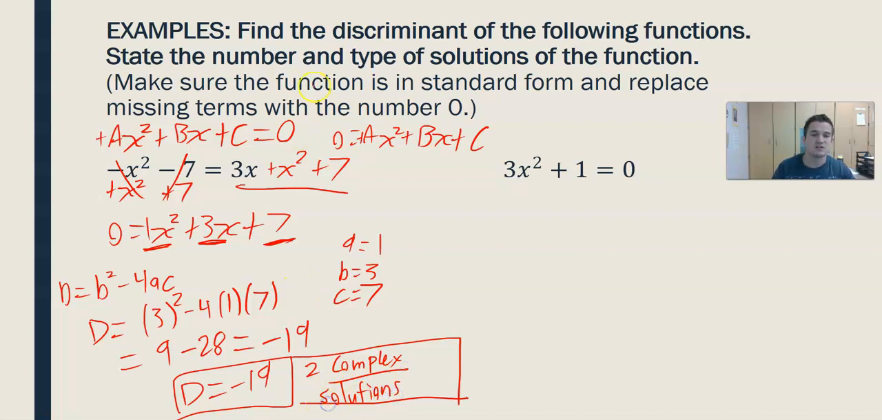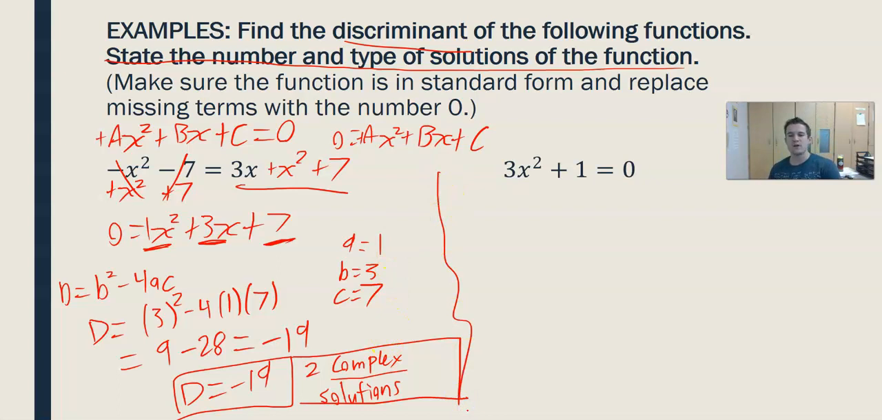So since my discriminant is negative, in order to determine the number and type of solutions, I know that that tells me that I have two complex or imaginary solutions. And again, right now I'm not concerned with finding what those solutions are. I'm going to do that in the next lesson, in the next video. But now I know, without even solving it, that I'm going to have two solutions that are complex.